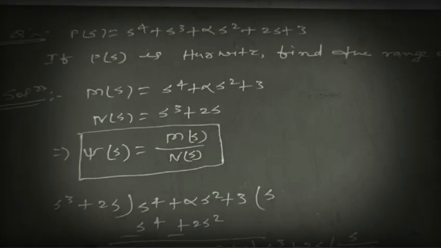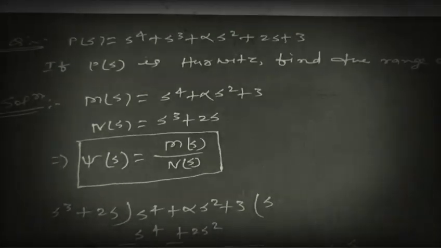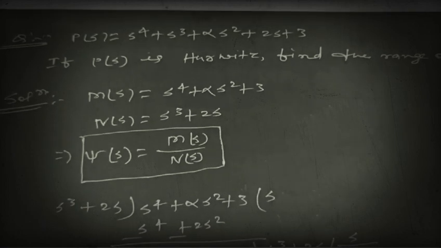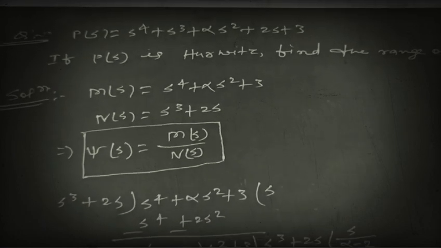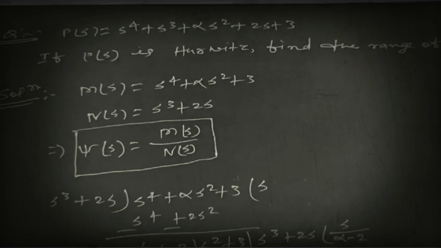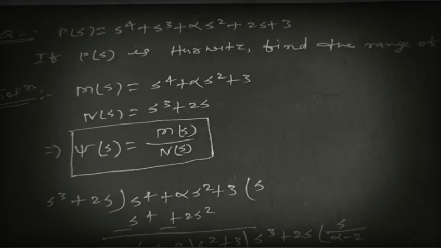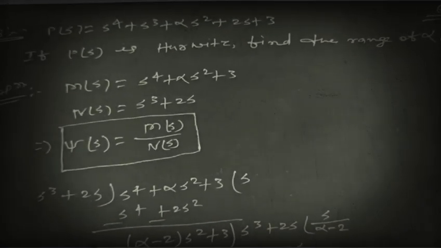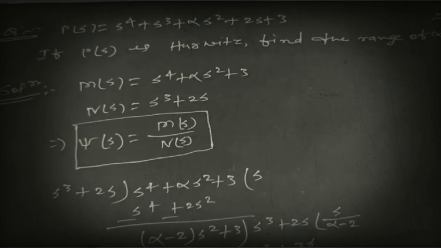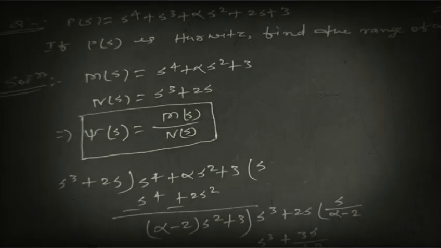Next we'll discuss one more question. It is given that P(s) = s^4 + s^3 + αs^2 + 2s + 3, and it is given that P(s) is a Hurwitz polynomial. Find the range of alpha. So this given polynomial is Hurwitz, we have to find the range of alpha.